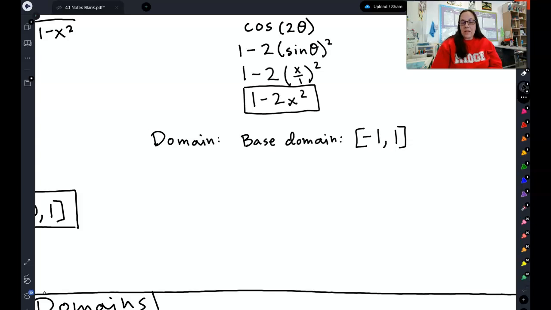Then I look at my answer and restrict it anything I need. Now remember, for domains, all we need to pay attention to are even roots and denominators. However, in this problem, my answer doesn't have any even roots, and it doesn't have any denominators, which means my base domain is my final domain. So that is it. That is all we need to know for inverse sine and cosine.